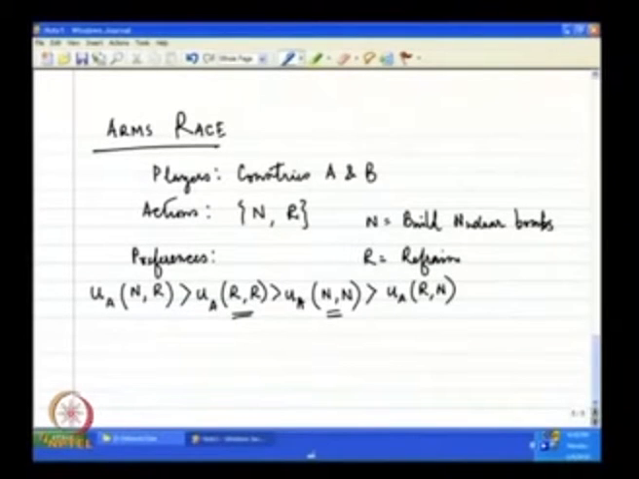Here CC, that is confess, is compared to the case of NN, where there is no cooperation. Both of them are distrusting each other and they have built nuclear bombs. RR is the case where both of them are in a sense cooperating with each other and they have not built any nuclear bombs.